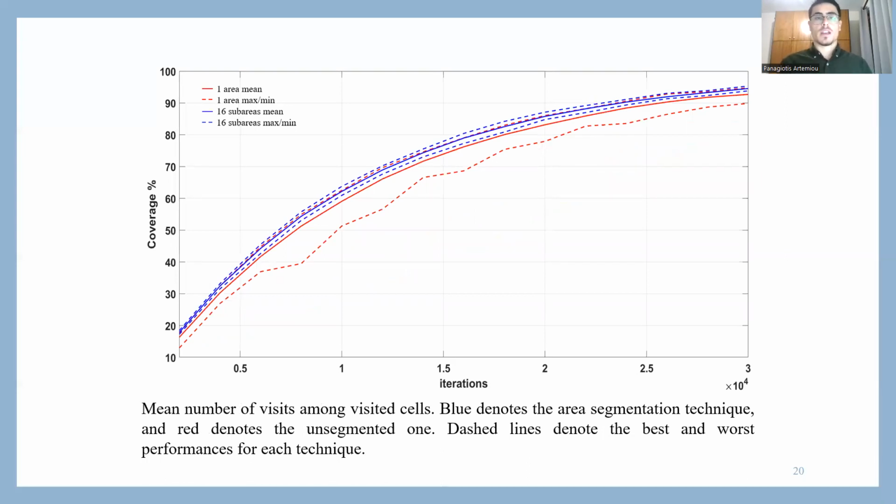We can see that the coverage for the 16 sub-area case is constantly higher than the one whole area case. But as I said, the thing that is more important is that the difference between maximum and minimum performance is decreased when compared to the one whole area case, where the deviation is higher.